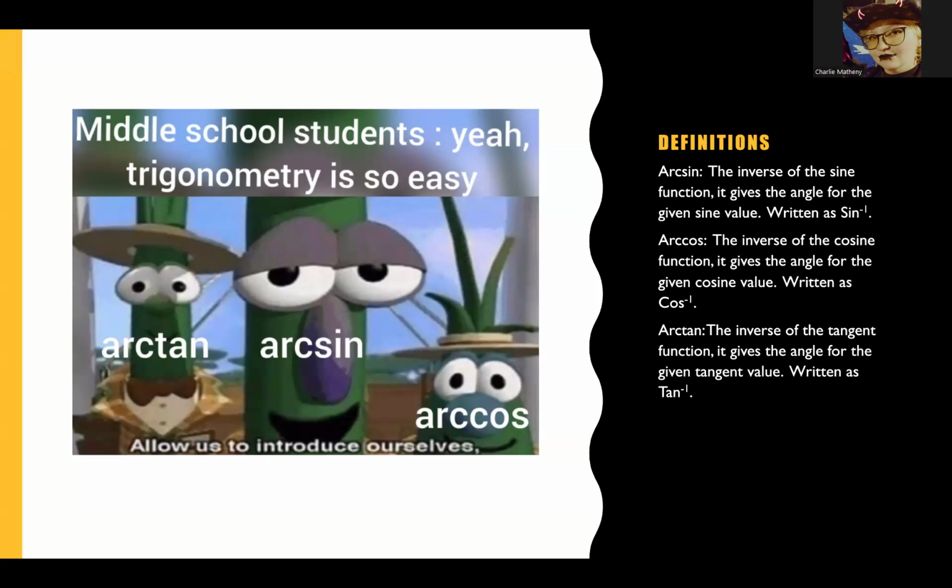So arcsine is the inverse of the sine function. It gives the angle for the given sine value, which is written as sine to the -1. If you look at your calculator, you may see you have that button. If you never knew what that was for, well, now you know. It's going to be used for the arcsine.